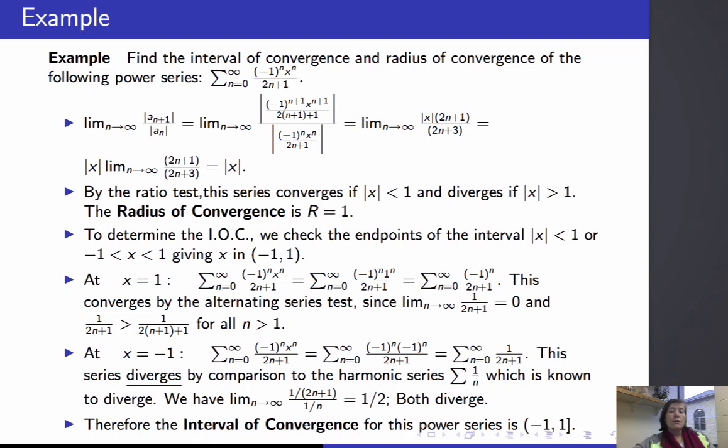And therefore our interval of convergence is everything between -1 and 1, along with the endpoint 1. So it's the interval from -1 to 1, including the endpoint at 1 and excluding the endpoint at -1.